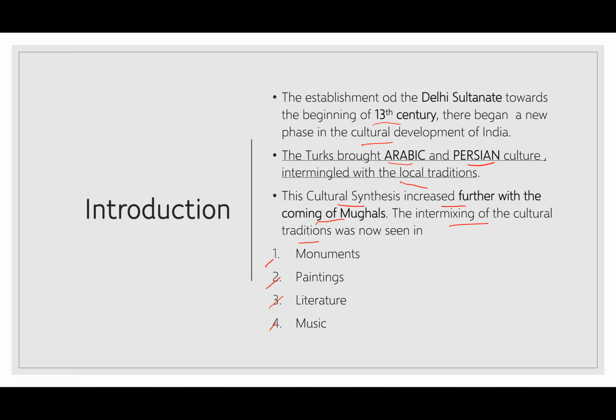Right? So the only important thing to learn here is that with the establishment of the Delhi Sultanate in the 13th century, there began a new phase of cultural development. They brought Arabic, Persian culture which intermingled, which mixed with the local tradition, and this cultural synthesis was further increased with the coming of the Mughals.